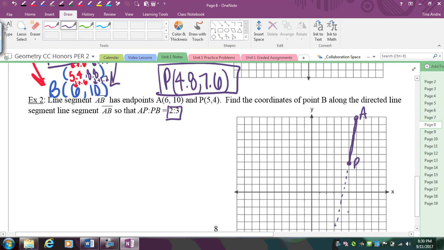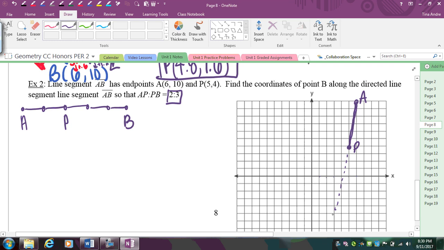Because how this is working, if you think about this as a picture, we have A, and then we have 2 parts. That's where point P goes. And then we have 3 more parts, and that's where B is. So if you look at this picture here, really this is 2 sections and B has to be 3 sections long. So B will be somewhere in this region.